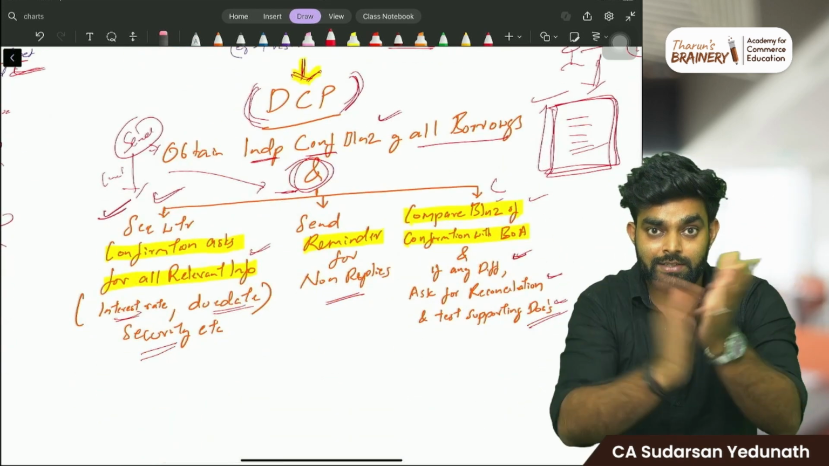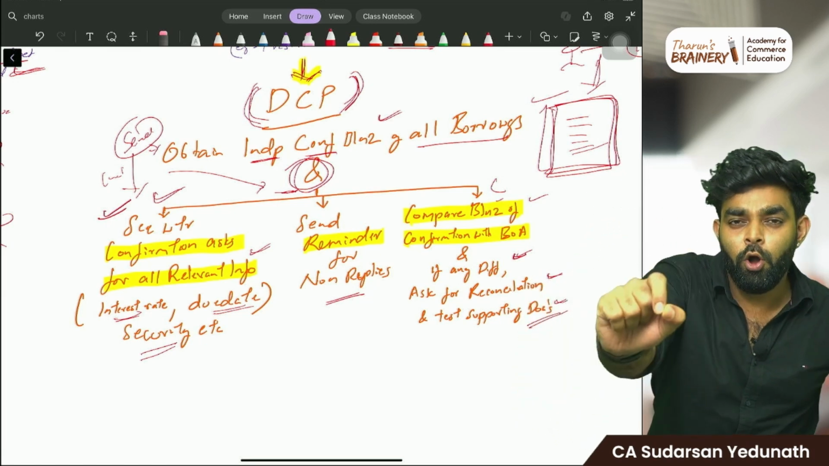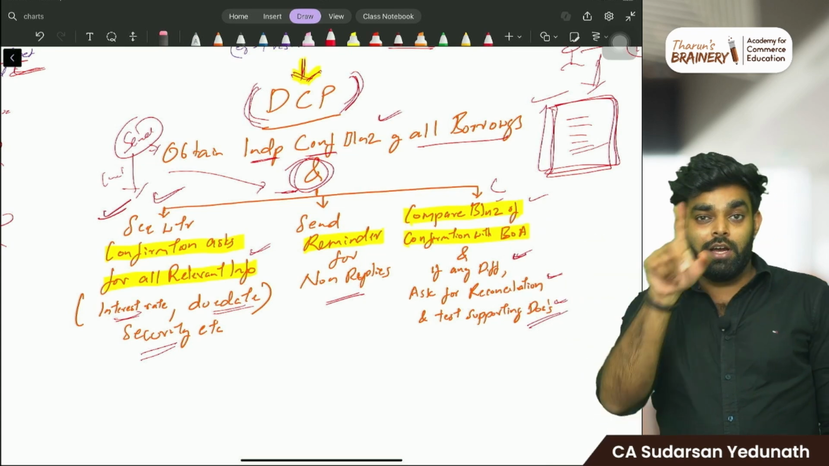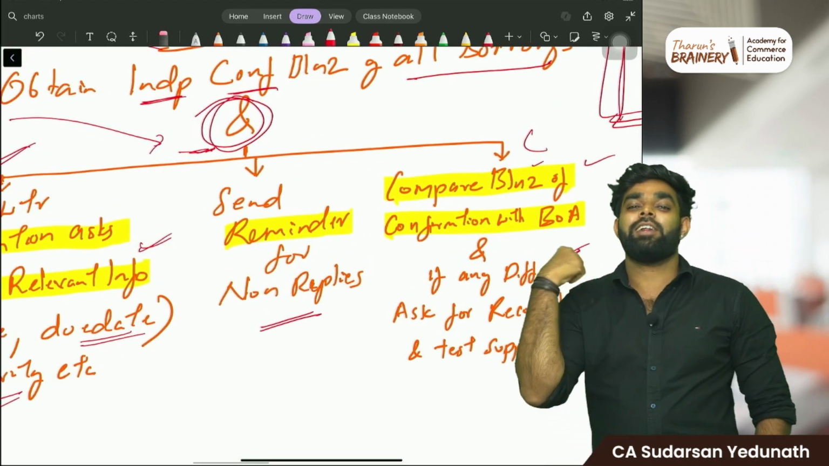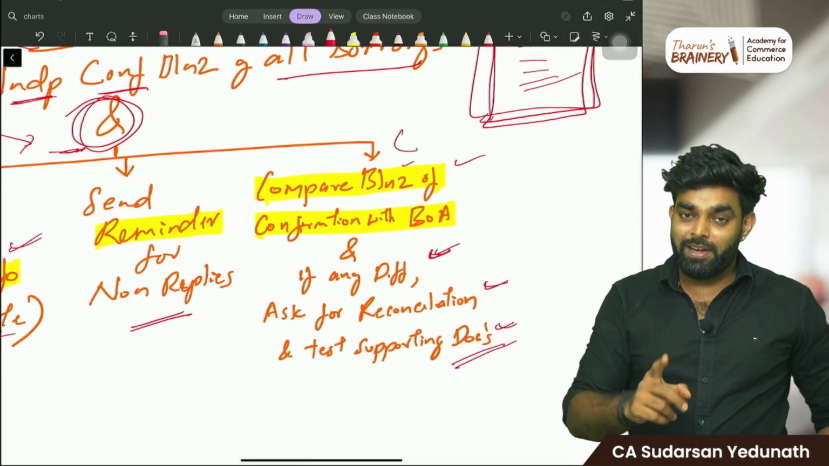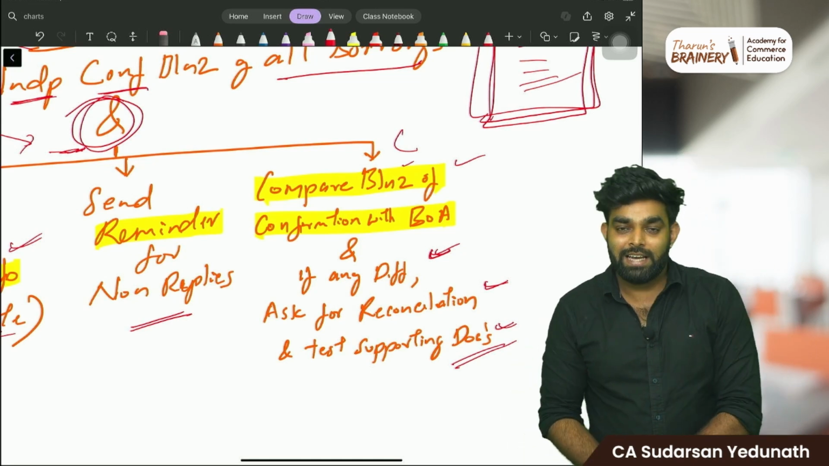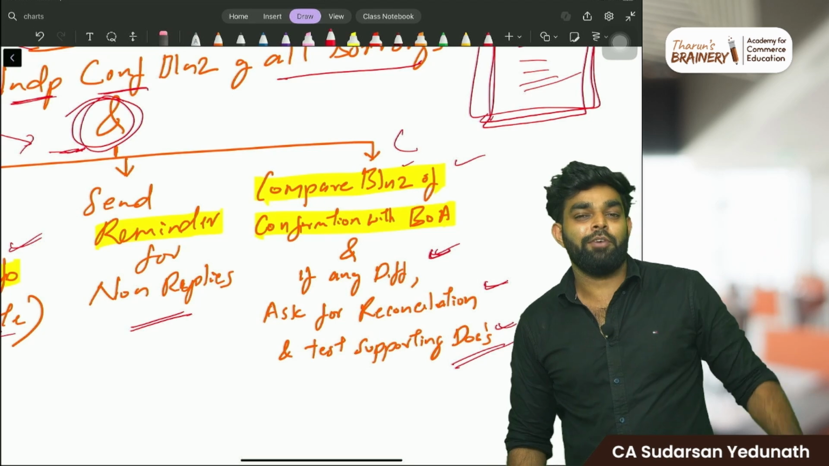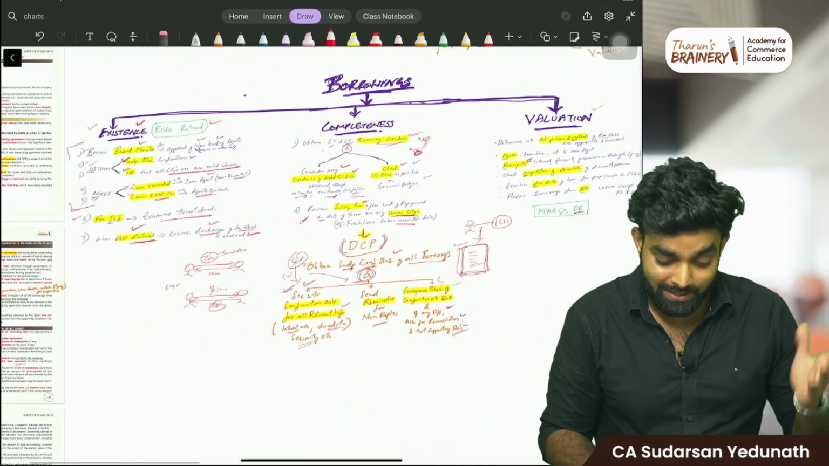After all these things, now we do the direct confirmation procedure. That is, obtain independent balance confirmation from the bank, make sure that the confirmation request includes everything, then send a reminder for non-replies, then compare the balance of confirmation with the books of account and the financial statements, and see whether there are any differences. If there are any differences, ask the company for reconciliation. As simple as that. Done with confirmation, completeness.